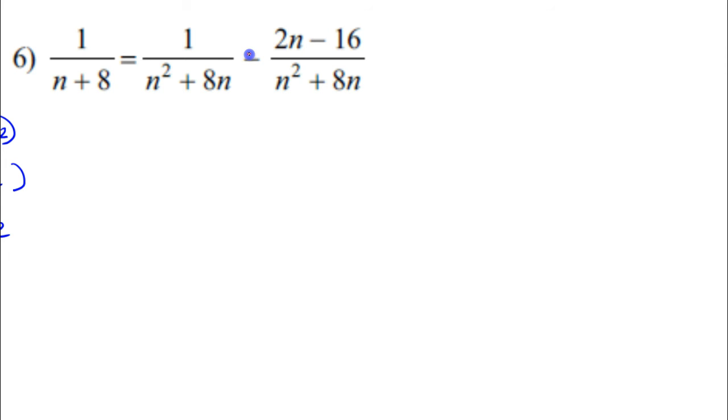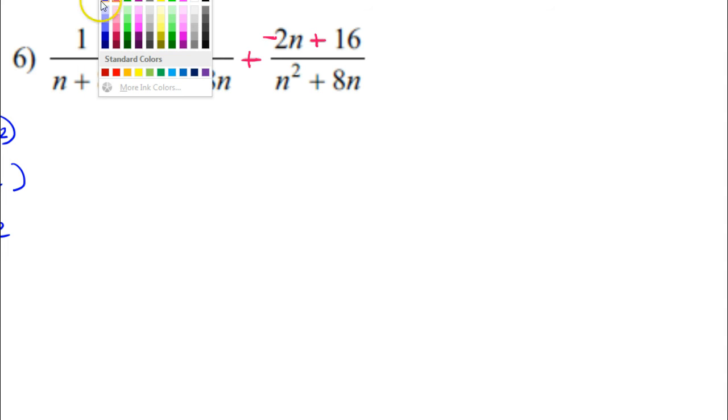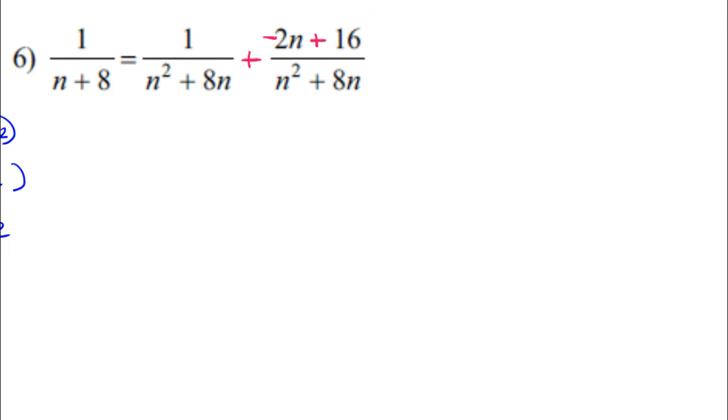So I will do that by changing this to a plus and then distributing the minus sign. I will make this a minus 2n, and I will make this into a plus 16. Now I've dealt with the minus sign, so now I can proceed with the problem just like any other addition problem.